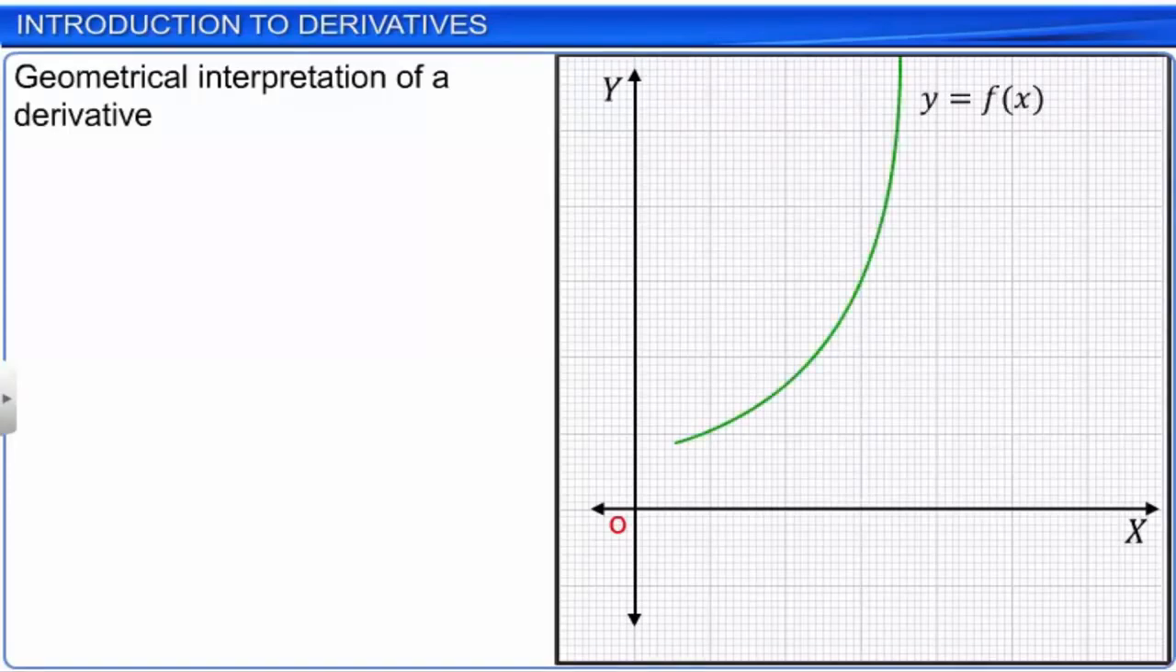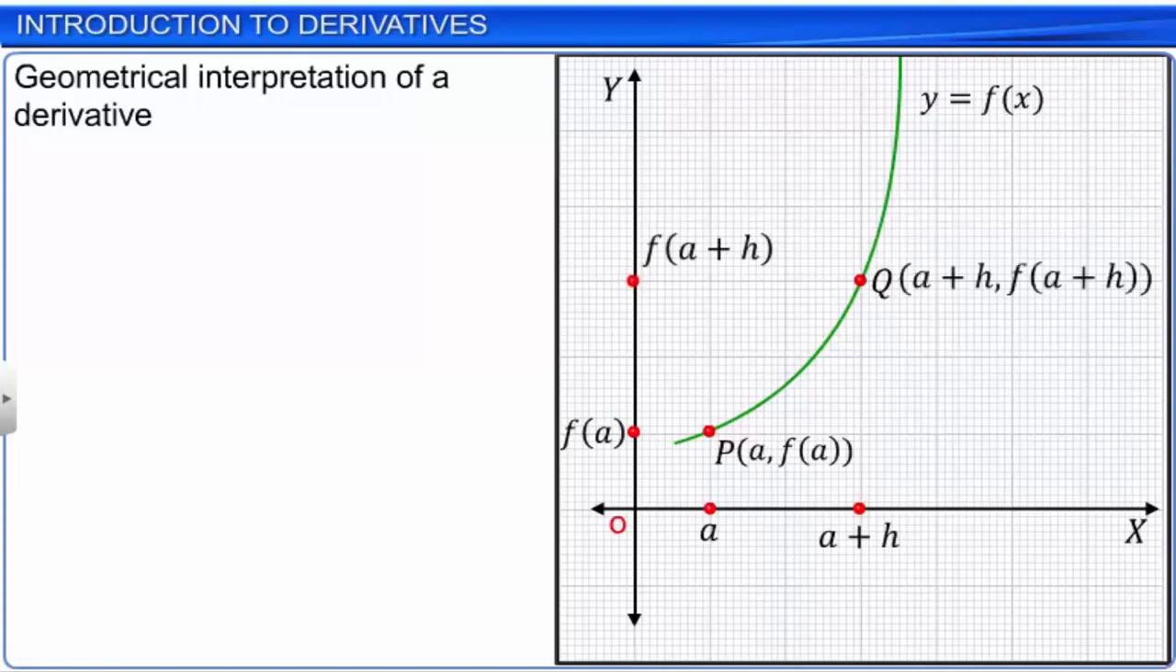Consider a function f of x. The curve here represents the function. Let's consider a point P on the curve. The coordinates of the point are a and f of a. Let Q be another point near P on the same curve as shown. The coordinates of point Q are a plus h and f of a plus h. Now, draw perpendiculars from points P and Q on the x and y axes.